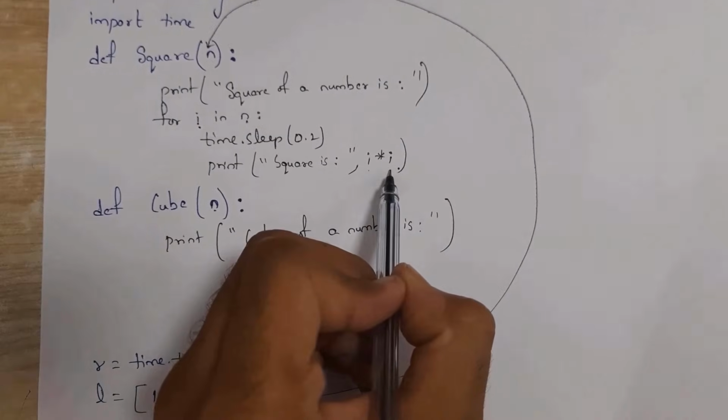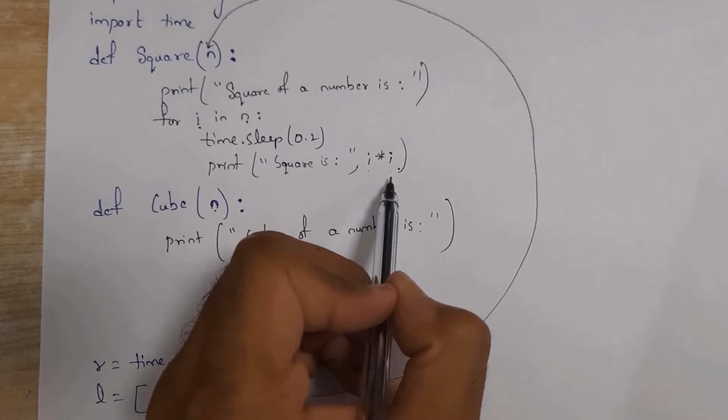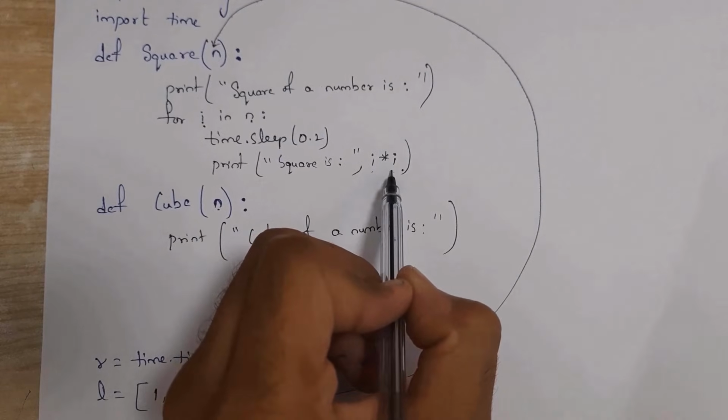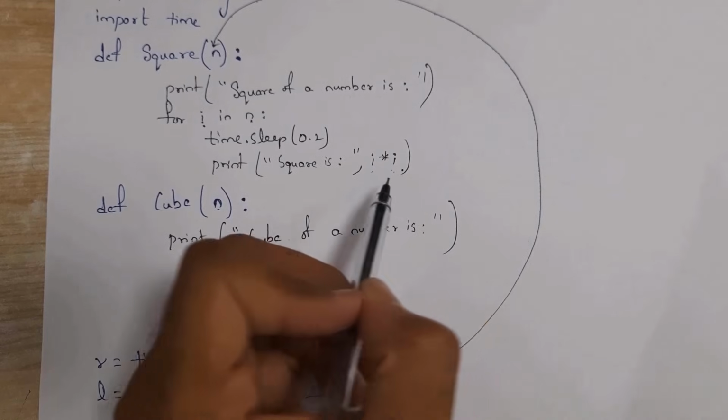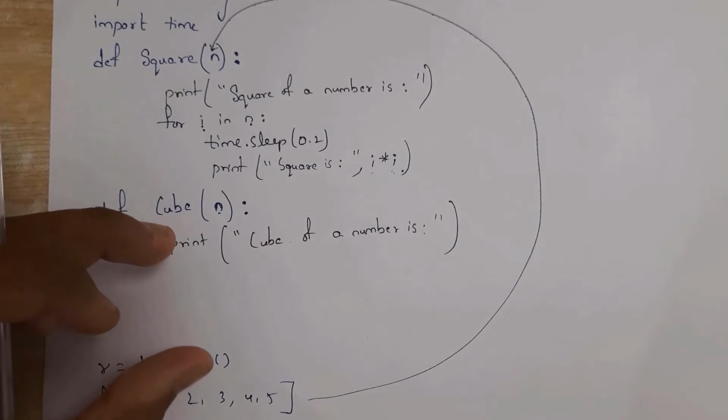So 1 into 1, that is 1. And similarly next it will take 2, that is 2 into 2, 4. And similarly it will take 3, 4, 5. Similarly I am writing code in order to print cube.